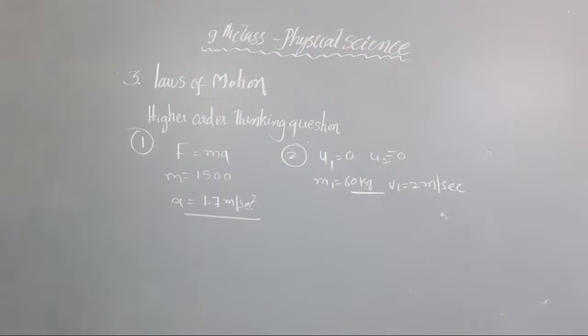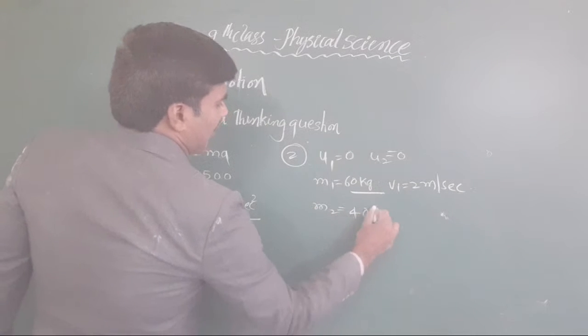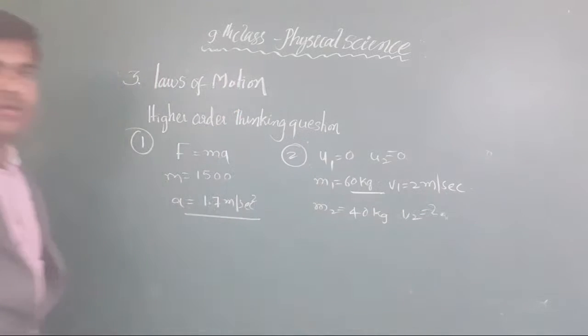And the other skater's mass, M2, is taken as 40 kgs, and what do we require? V2 is what is required for us. Clear or not, all the students? What we require is V2.